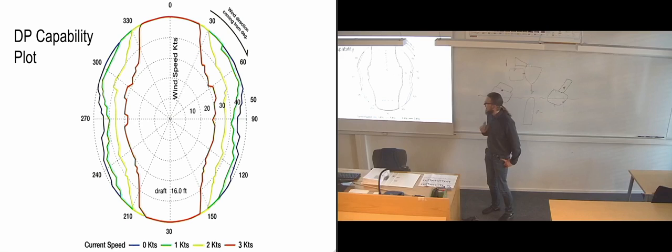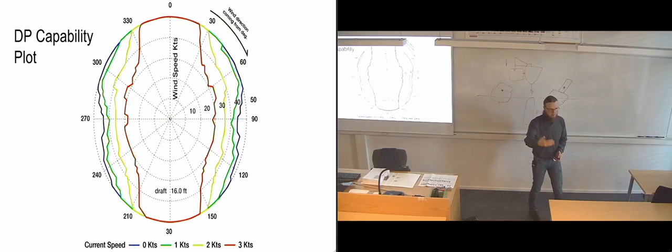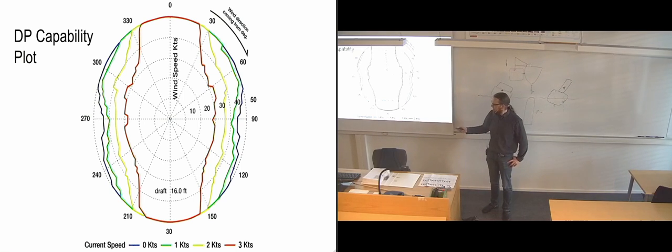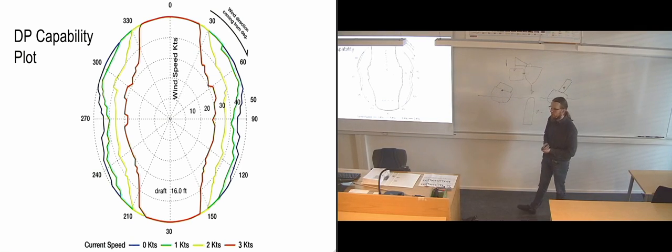And then we have the current speed, which is basically the velocity of the water as it is hitting the vessel, where the blue line means that we have a calm sea. We might have quite a lot of wind, but at least we have a calm sea. We don't have any current in the water.